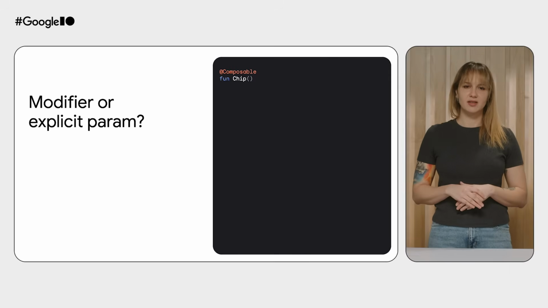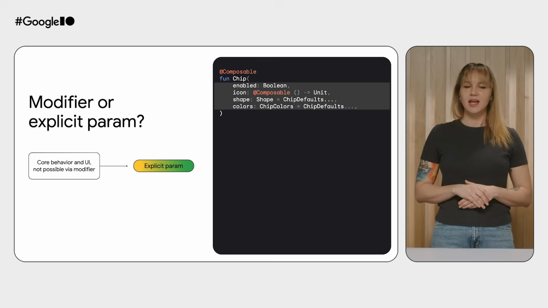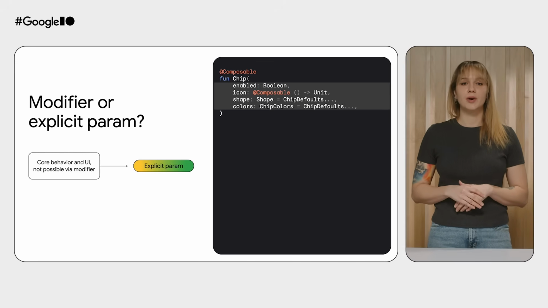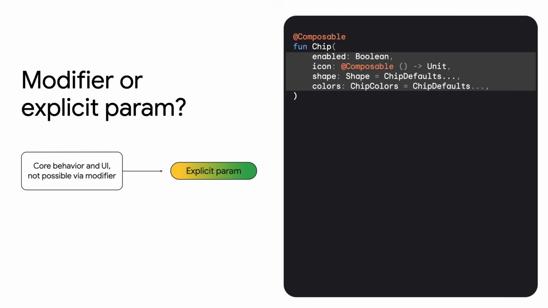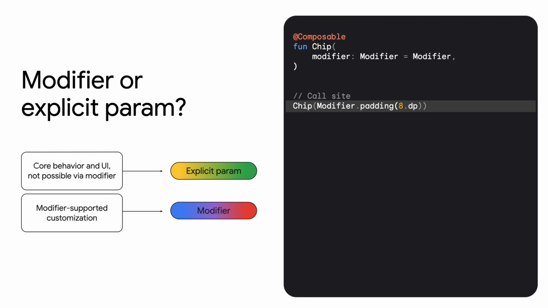If modifiers describe the composable behavior and appearance, you might ask, why do we need explicit parameters? How do we tell the difference? Every API has crucial core parts that represent its behavior and UI. These should be explicit parameters as an indication of the API main purpose. Parameters should also add behavior or decoration that cannot otherwise be added via a modifier. If, however, there's a non-core modifier-supported customization, then you can use a modifier.